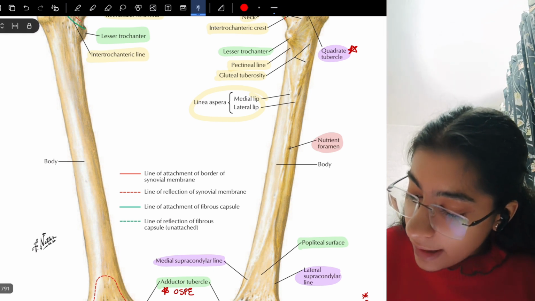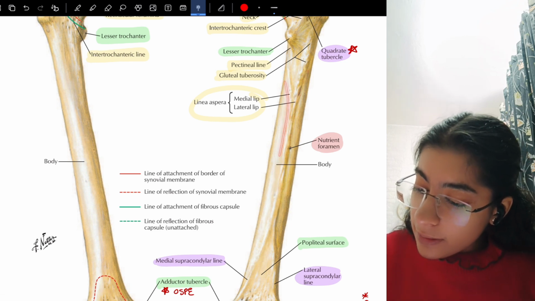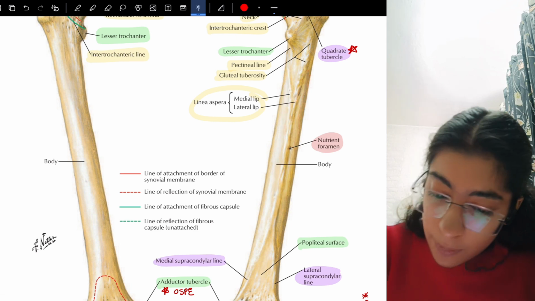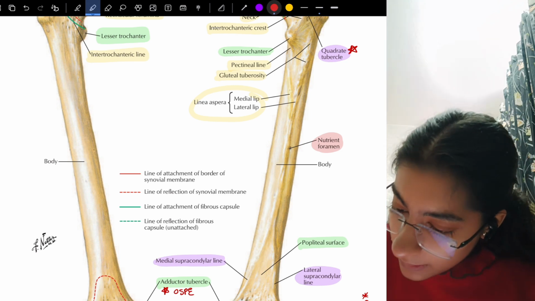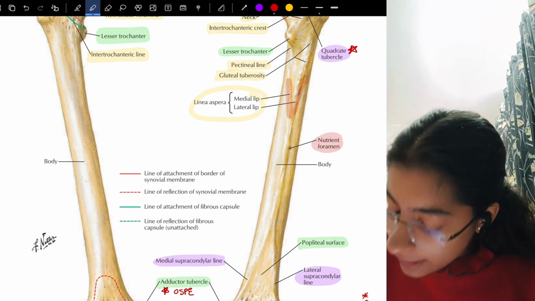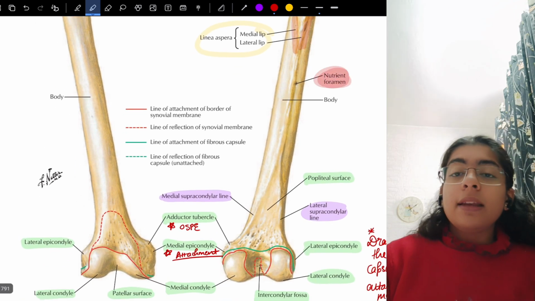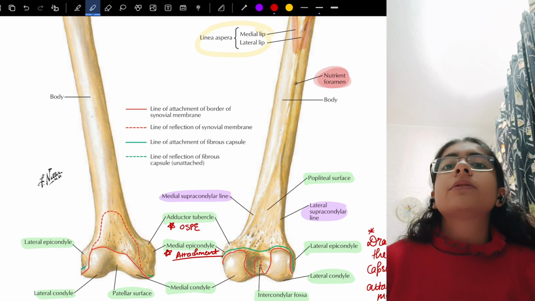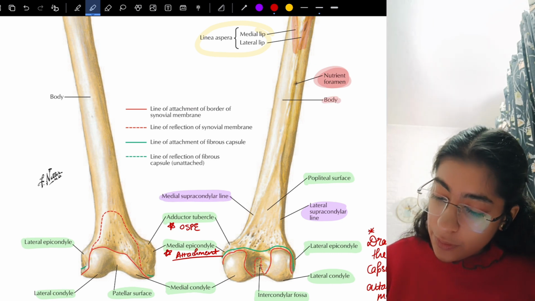Next, this is the linea aspera. This is the linea aspera, the medial lip and the lateral lip. I hope it is very clearly visible. This is the medial lip and this is the lateral lip. This is the nutrient foramen. In every bone there is a nutrient foramen because we need some blood supply to the bone, right? This is the body, I have told you.